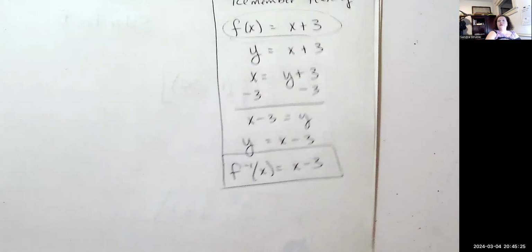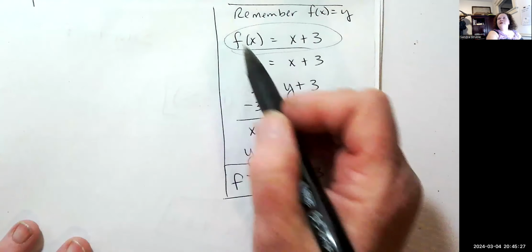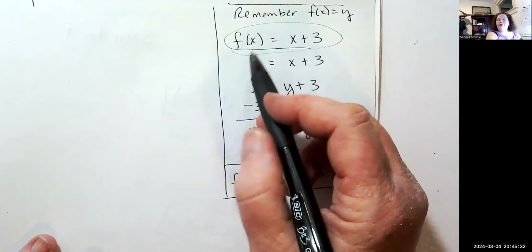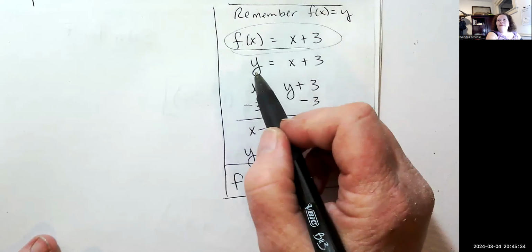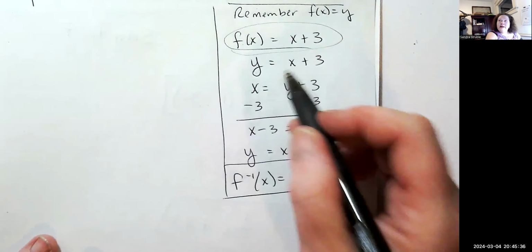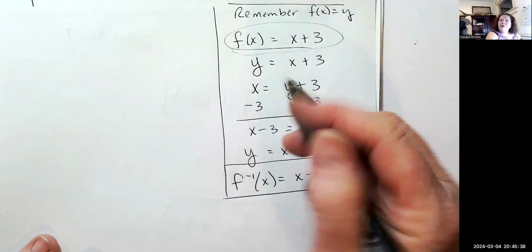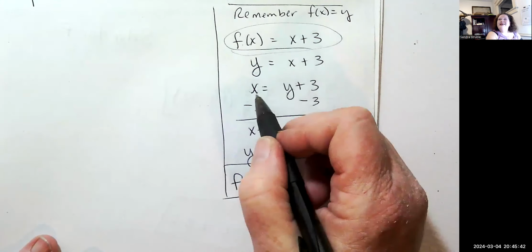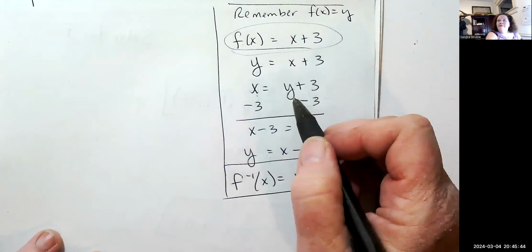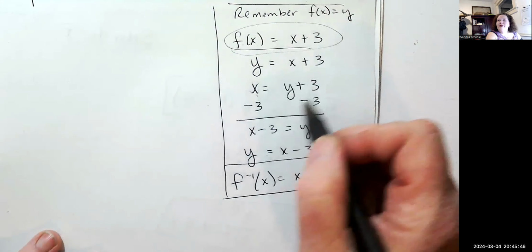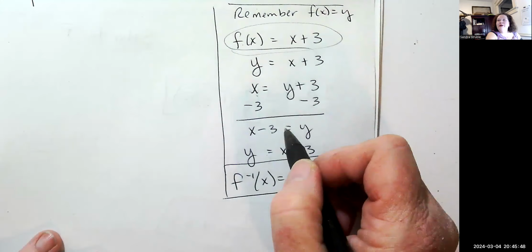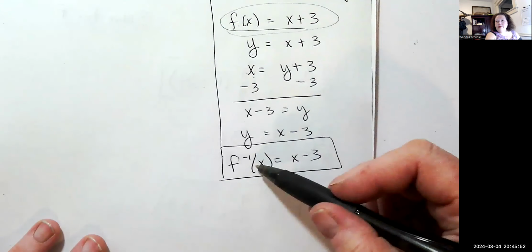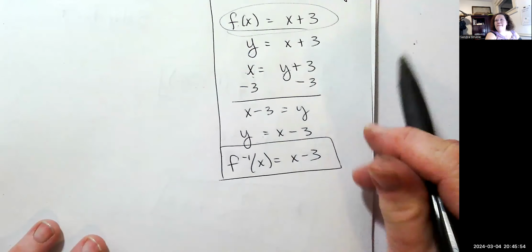What you have to do first is replace the f of x with a y. You can do that even if it's not an f of x, if it's an h of x, I don't care. Replace it with the y. And then for every x, replace it with a y, and with every y, replace it with an x. You're just trading places, okay? Now solve for y. Subtract 3 from both sides. We have y equals x minus 3. This is just making it to where I can write it proper. And then we have the inverse is x minus 3.